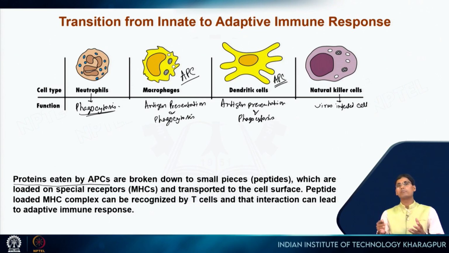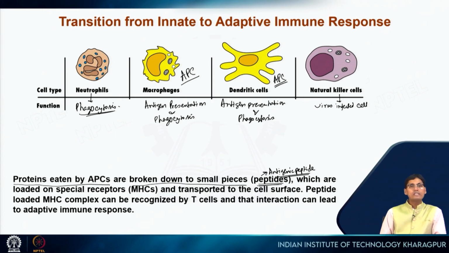And in microbes, you have different types of biological macromolecules. Proteins are also there, right? So from these proteins, they will make small peptides, right? So these proteins are broken down to small pieces. Those are called peptides, and you can say these are antigenic peptides or just antigens, which are loaded on special receptors called MHC, major histocompatibility complex, present on the surface of macrophages and dendritic cells.